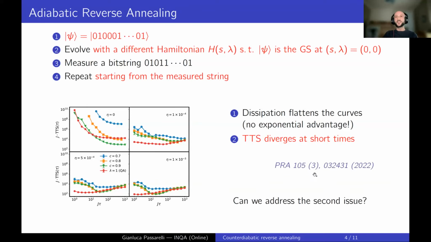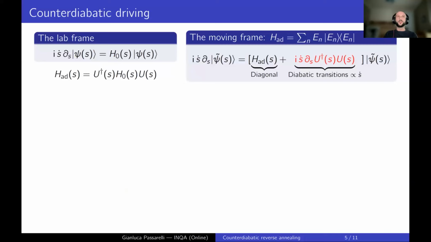So concerning the first part, we know that in standard quantum annealing, a way to improve the performance of the quantum algorithm at short times is by using shortcuts to adiabaticity. And in particular here, I will be focusing on counterdiabatic driving. So the idea is as follows.